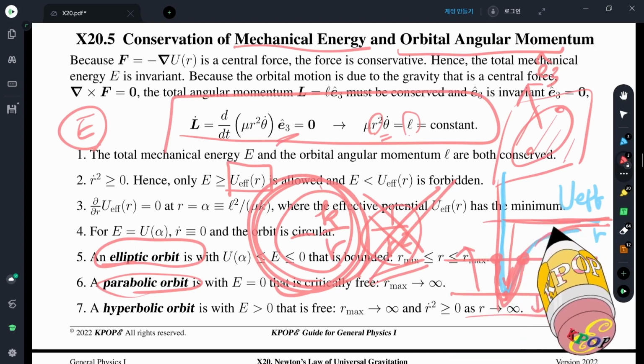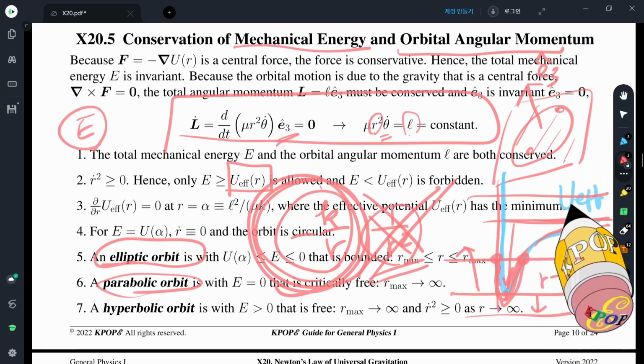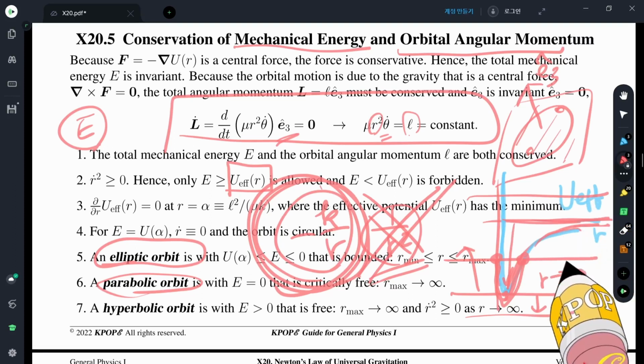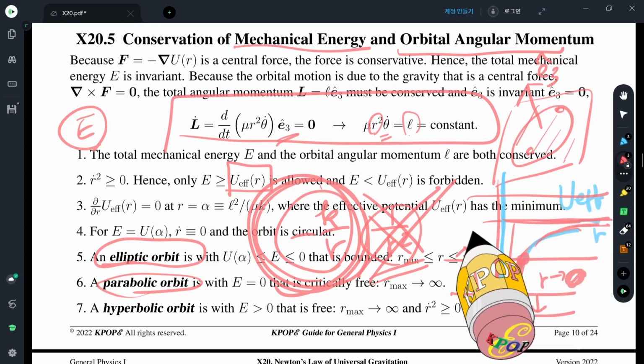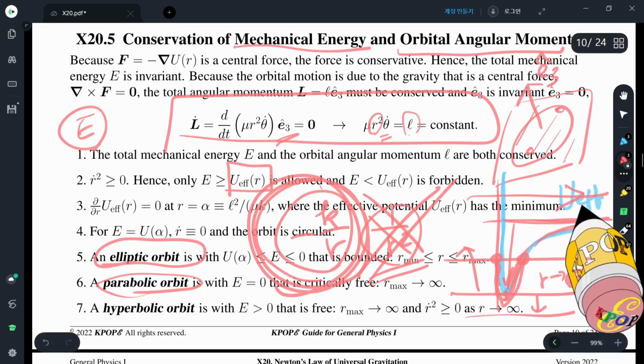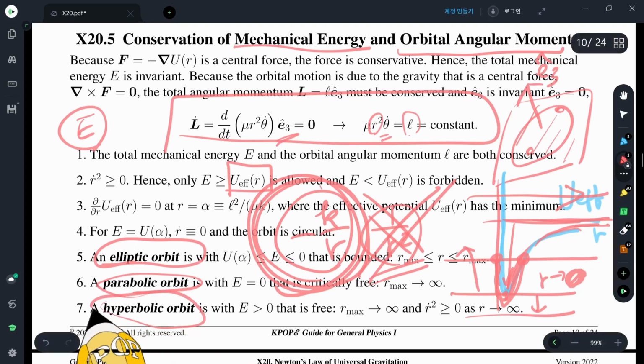If we further increase the energy, then it becomes a free particle, and there is no upper limit of the radius. So it would diverge. The orbit is not periodic anymore, and it will go very far away. In that case, it is a hyperbolic orbit.